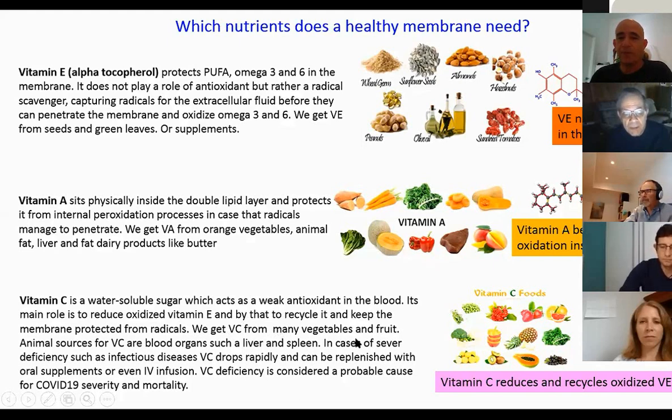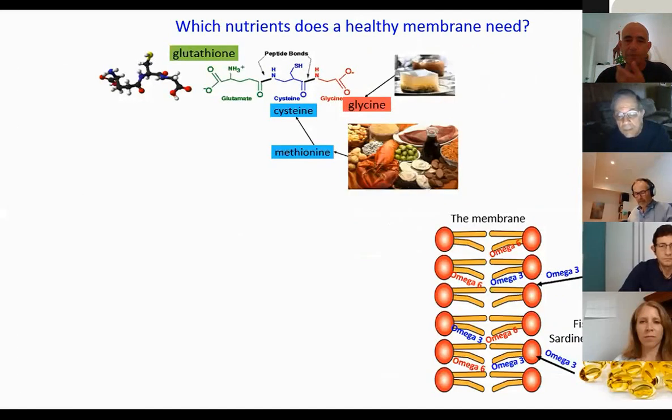And we get vitamin C from many vegetables and fruit. There are very limited sources in the animal world. And basically, if you want to get it from animals, you have to eat the blood. It's the only place where you have high content of vitamin C. So either you drink the blood like the Maasai in Africa, or you eat liver or spleen where you still have a lot of blood. Vitamin C is considered a probable help against COVID-19, and it's well known for many years, 100 years, that you can treat infectious diseases with vitamin C, and many of us take vitamin C when we have influenza, and it helps us to get over it quicker.